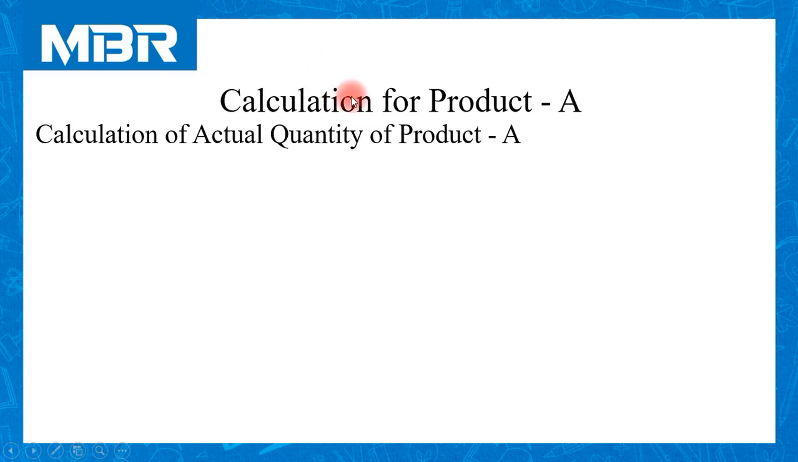Calculation of actual quantity of product A. Information of actual quantity of product A is not given, and in absence of actual quantity of product A, we are not able to calculate anything. But we have a ray of hope.